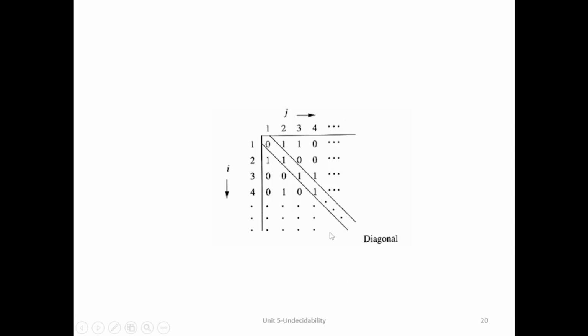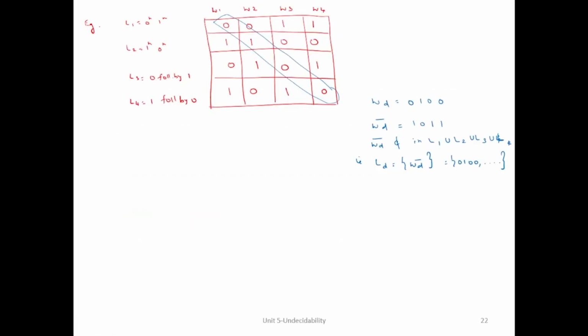For example, I am going to take 4 different languages. L1 is a language which contains 0 power n followed by 1 power n. L2 contains a set of strings as 1 power n, 0 power n. L3 values are any number of zeros followed by any number of ones. L4 means that if any 1 occurs, immediately you should write 0. So we should form a square matrix.